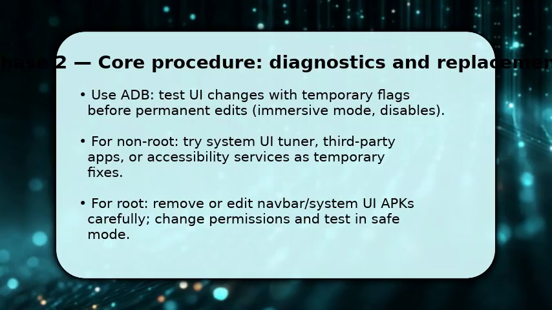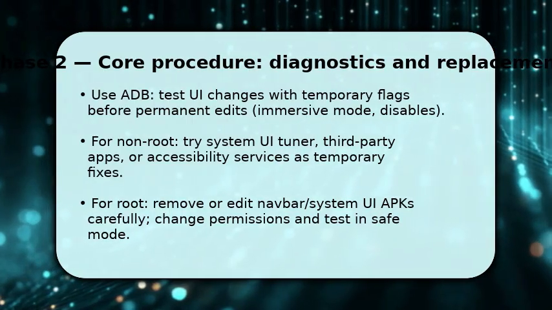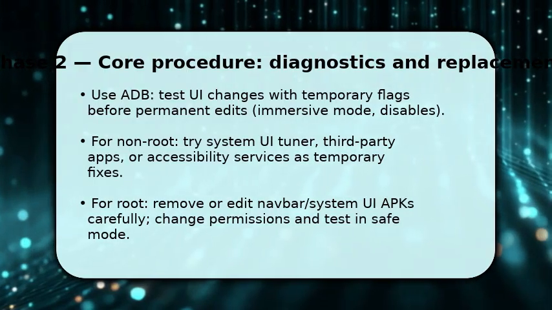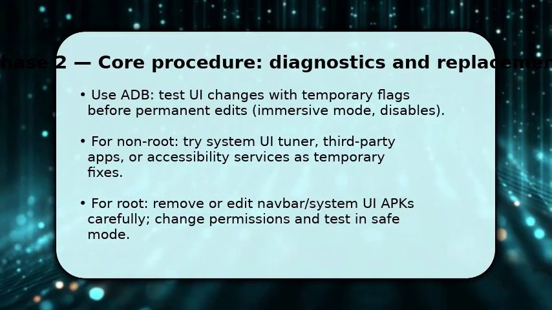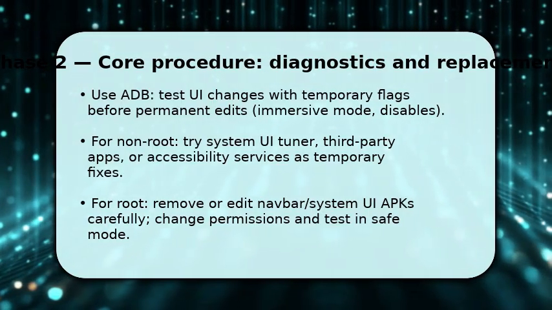For rooted devices, pull the system UI APK, modify the layout resources that contain the Home button, then repackage and push with correct permissions. Once pushed, clear caches and restart system UI. Make sure to test each change before moving to permanent replacement.